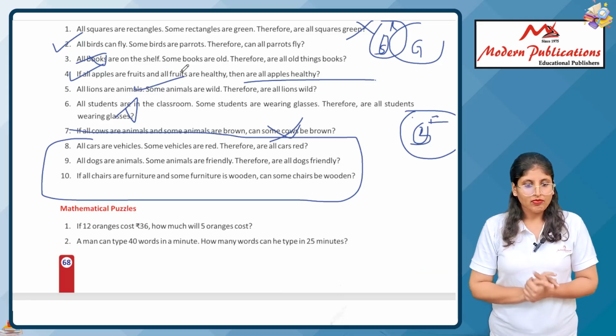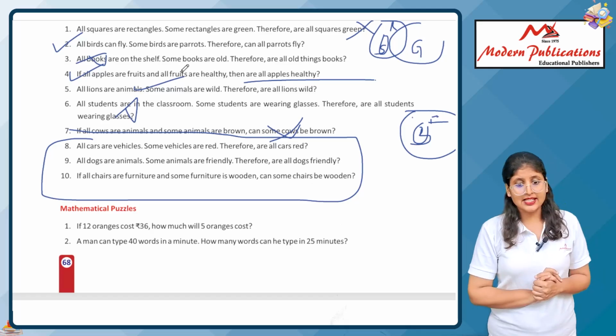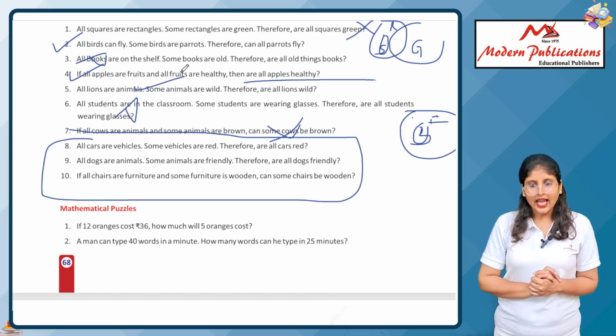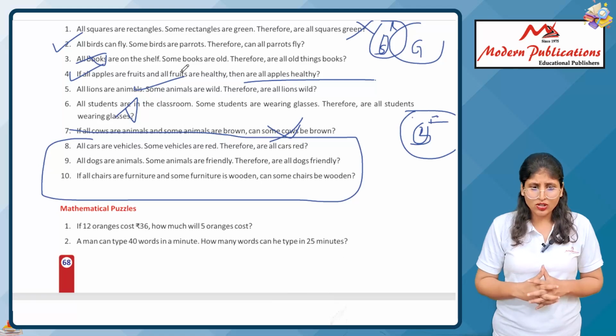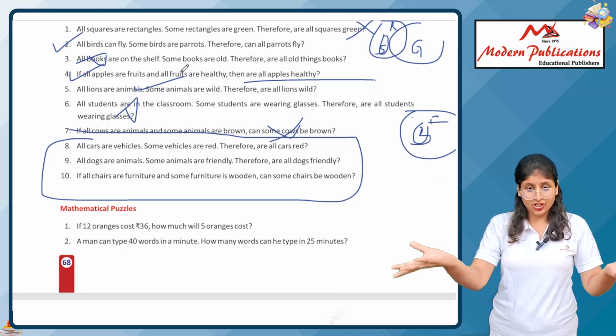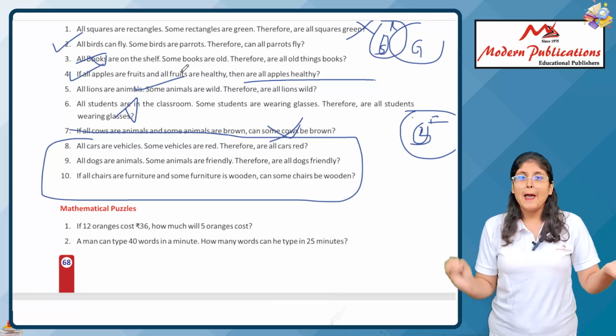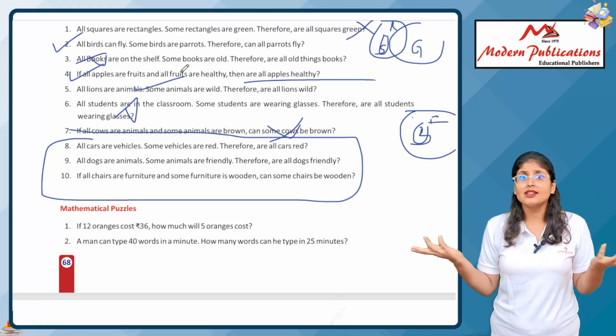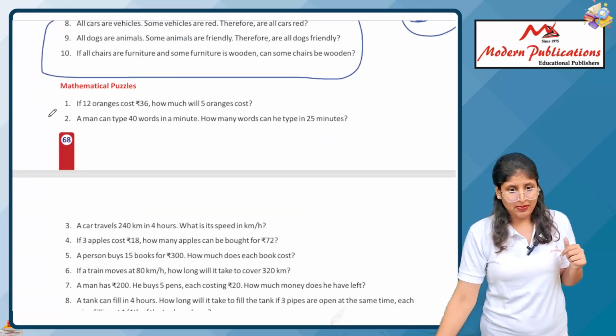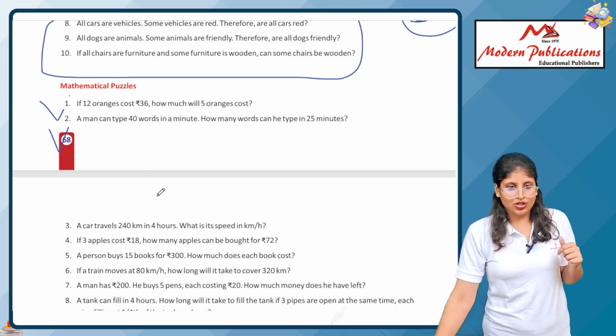Okay, if all chairs are furniture and some furniture is wooden, can some chairs be wooden? Is it possible that some chairs are wooden also? If all chairs are furniture and some furniture is wooden, a chair is also a furniture. Can it be wooden or not? Let's see how many of you are able to do it. Next, the math question is there.